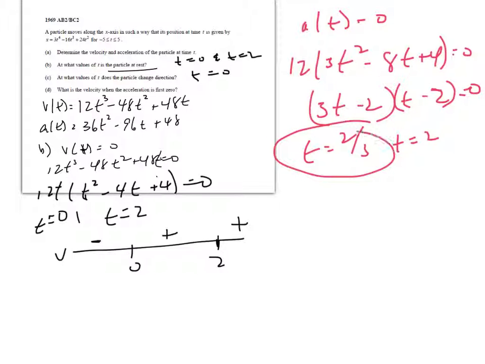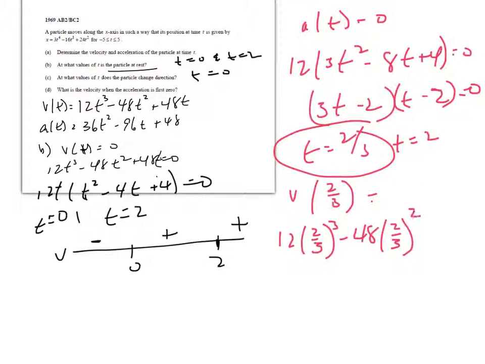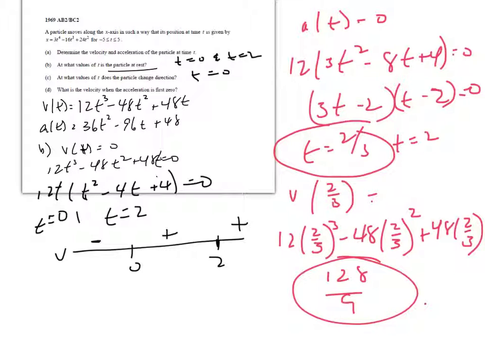And we care about the velocity when the time is first at 0 acceleration. So now we want v of 2/3. We're going to plug that in. So you get 12 times 2/3 to the third minus 48 times 2/3 squared plus 48 times 2/3. Which in the end should give you 128/9. Good. Hope you did well.